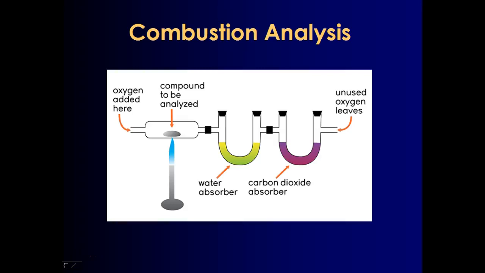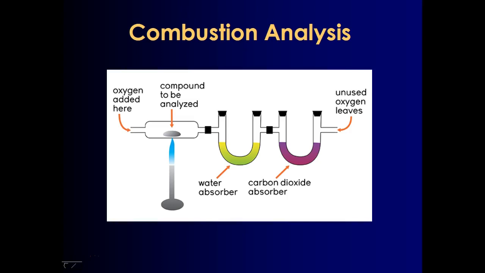This video is going to focus on combustion analysis. What you see happening in this picture is a compound, typically a hydrocarbon, which contains just carbon and hydrogen, but it could also contain other elements like oxygen, sulfur, nitrogen. It is heated in the presence of oxygen, and as it goes through that process, it's put through a series of tubes, one of which will absorb the water, one of which can absorb the carbon dioxide and allows any unused oxygen, typically your excess reactant, to be released at the end.